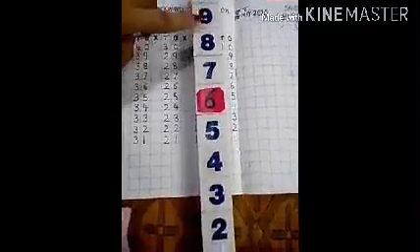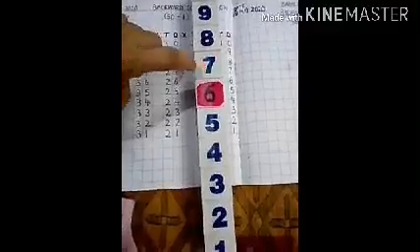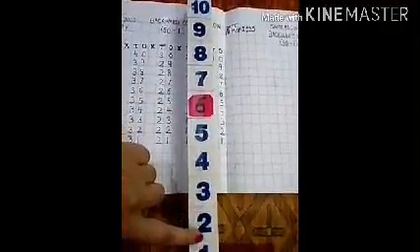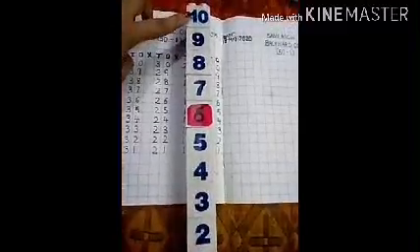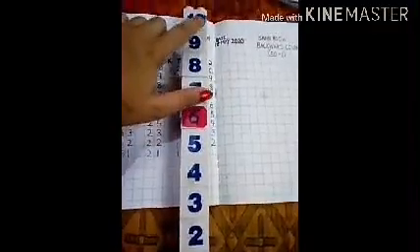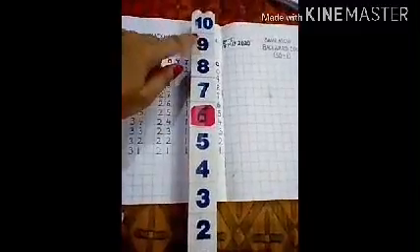10, 9, 8, 7, 6, 5, 4, 3, 2, 1. They are all single digit numbers, but 10 is a double digit number, so it comes in the place of tens and ones. But 9 to 1, they are all single digit numbers, so they come in the place of ones.